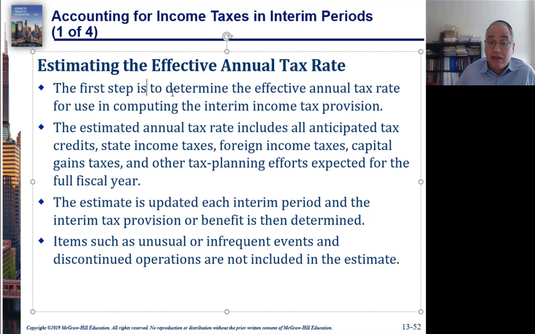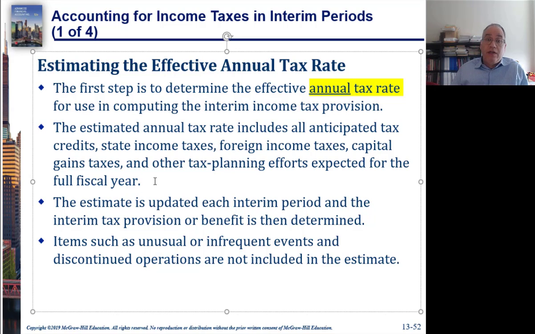The first step is to determine the effective annual tax rate to be used in computing the interim income tax provision. And it's very important to note here, this is the annual tax rate. The estimated annual tax rate includes everything that you think is going to happen for the full year. So any anticipated tax credits, state income taxes, foreign income taxes, capital gains taxes, whatever you think is going to happen during the year, you use that to estimate what your total tax rate is. And this is not a marginal tax rate, it's an effective annual average tax rate.